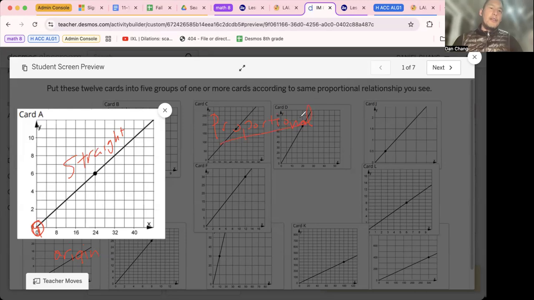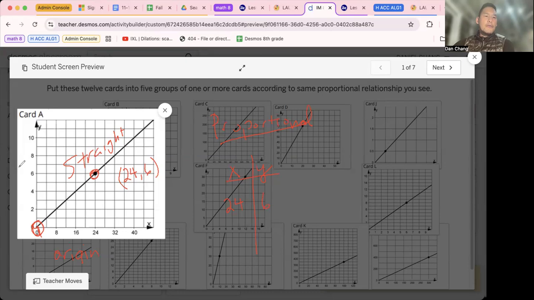Now, you're going to have to do two things. First, for every single one of these cards, you're going to be given a point that represents the proportional relationship. In this case, this point is 24, comma 6. If you were looking at an XY table like we did yesterday, X is 24, Y is 6.